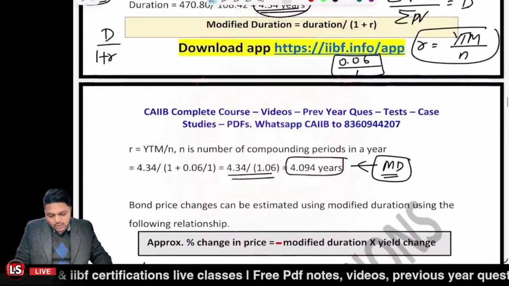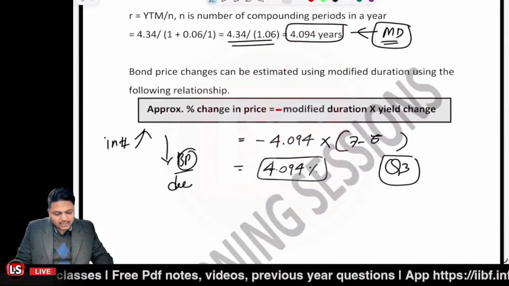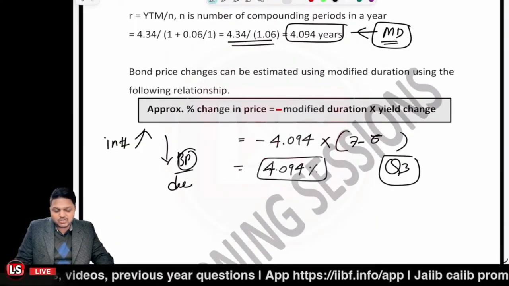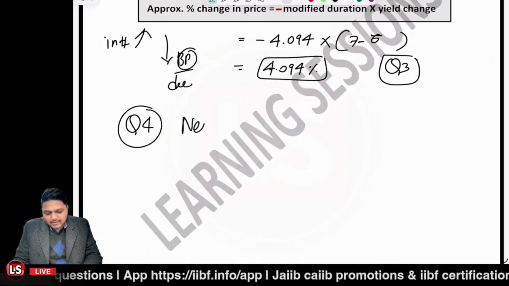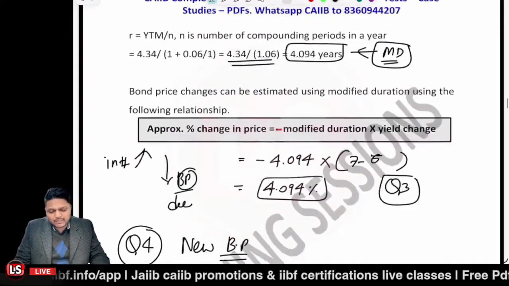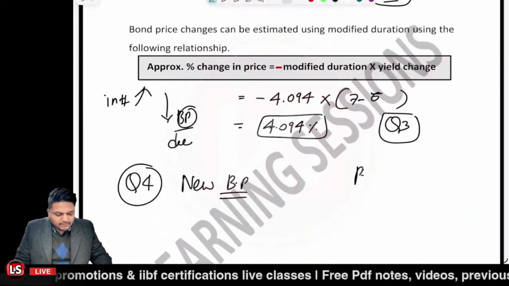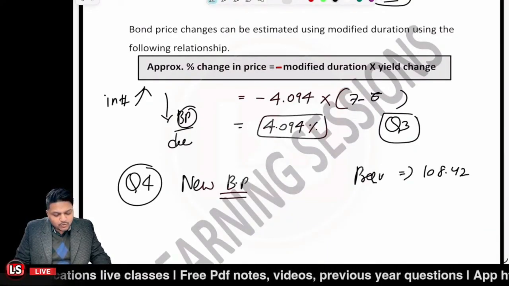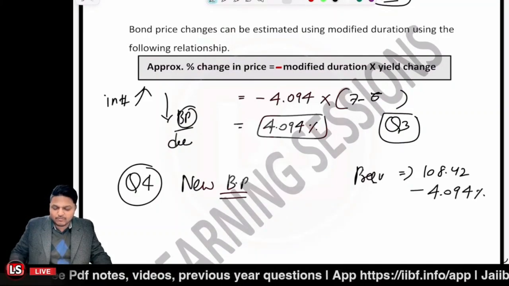So that could be your question number 3: what is the modified duration, and what would be the approximate percentage price change? And the fourth question could be related to what will be the new bond price. The previous bond price, we calculated already, was 108.42. Now we have to reduce this value by 4.094%, and that will be the answer.